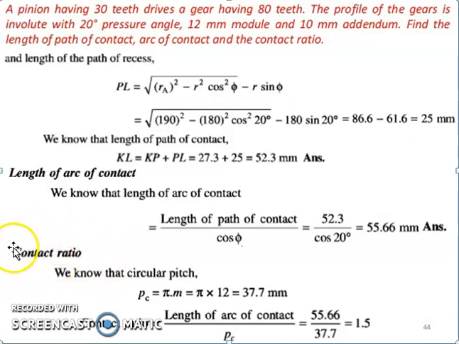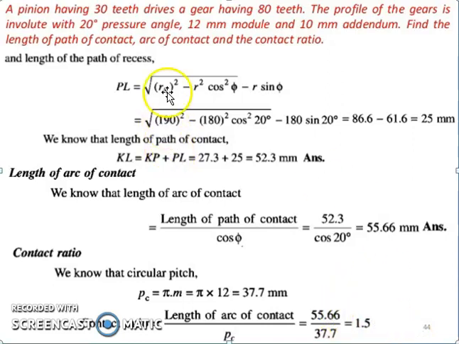Contact ratio CR, once again you may ask what is CR, that is the number of pairs of teeth in contact. So circular pitch PC is equal to pi into M. M is given as 12 mm. So pi into 12 is 37.5 mm. We know that contact ratio is equal to length of arc of contact divided by circular pitch, 55.66 divided by 37.5. So we will get the contact ratio is 1.5.